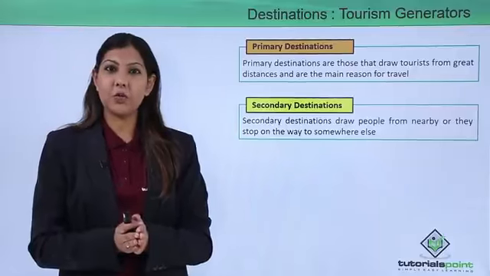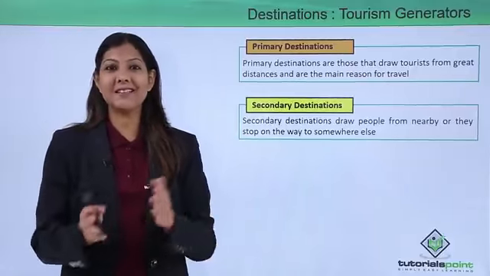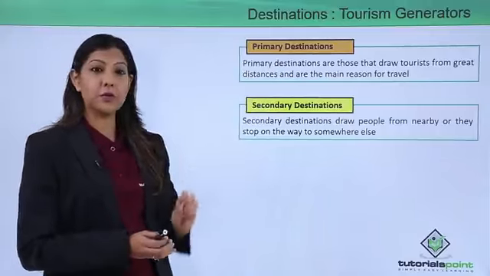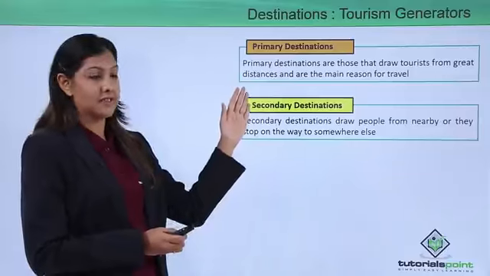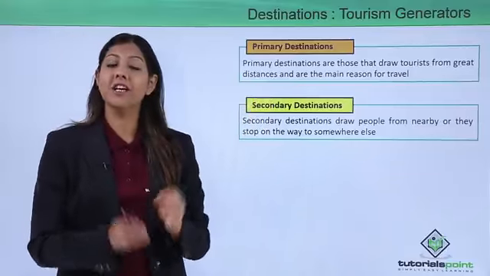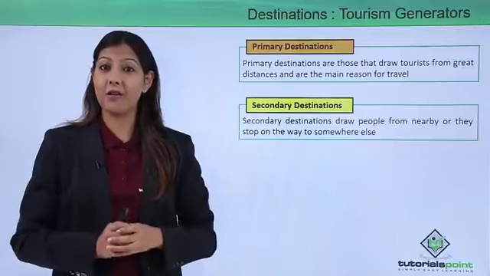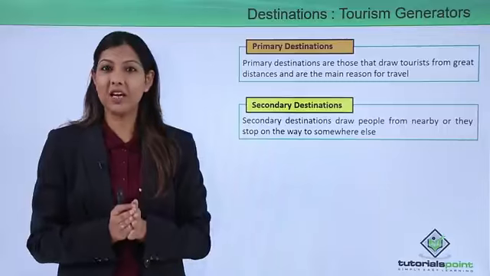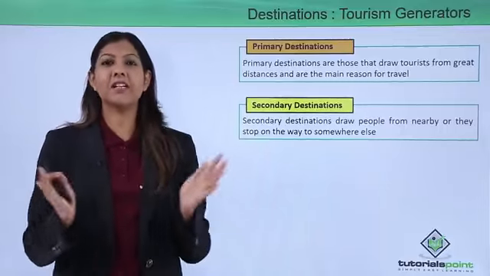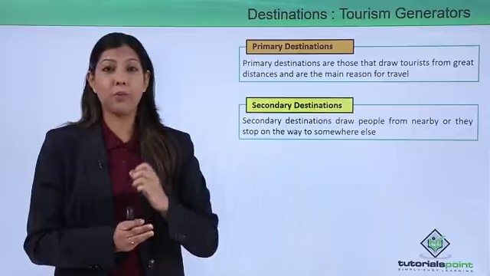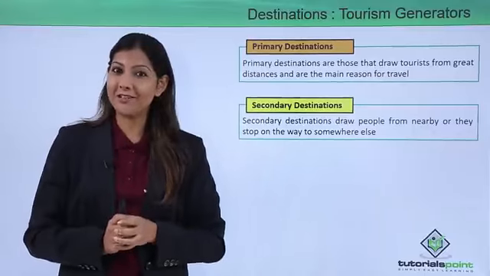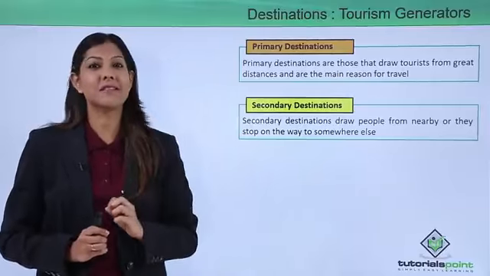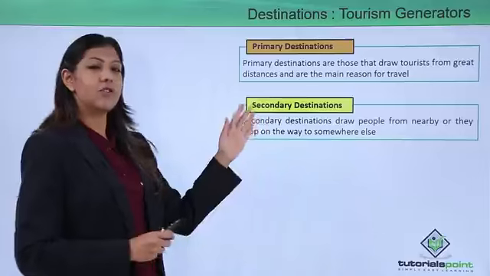Talking about destination, well, there are certain primary destinations and secondary destinations. Let's take a look at what they are. Well, primary destinations are those which attract the tourists from great distances and are the main reasons for travel. For example, a city like Agra is a primary destination, and people are attracted to go to Agra to visit the Taj Mahal, and people come from great distances. Even outsiders, probably foreigners, are enchanted to come and visit the Taj, and hence the primary destination becomes the city of Agra.